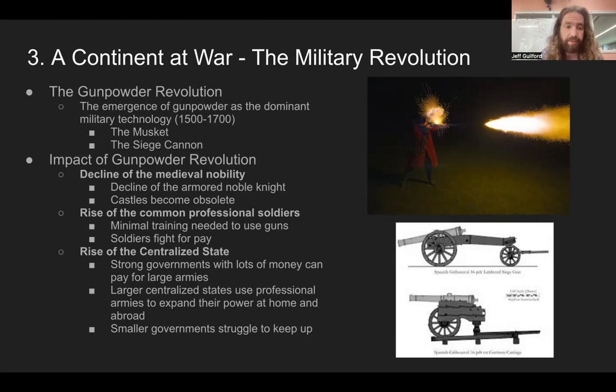This is expensive, which in turn leads to the last big impact of the military revolution, which is the rise of centralized states. Kings need lots of money in order to pay for their new professional armies. And that means that kings are going to need to get as much money as possible in the form of taxation. And taxation is easily gained by trading.